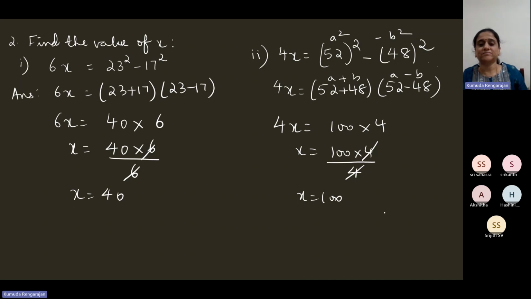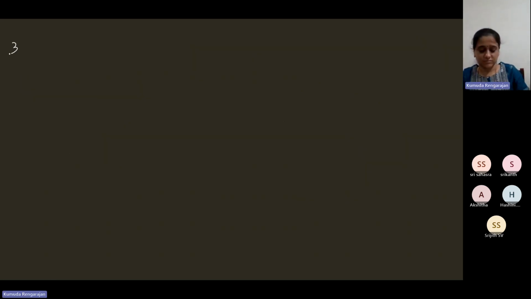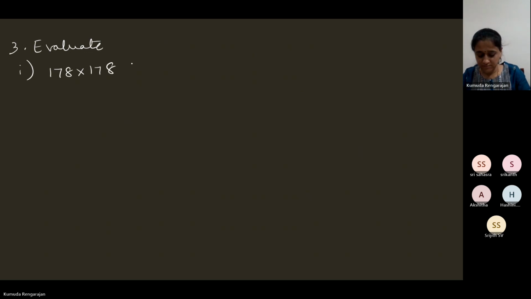Next one. Finished, Harini? Next time, we will do another one like this. No, it's a different one. A square minus b square only on this one.